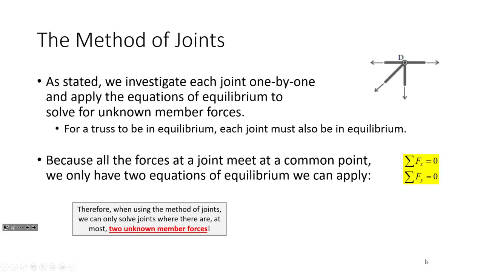So when we utilize the method of joints, we can only solve joints where there are at most two unknown forces. So, for example, this is going to be a weird truss to throw at you, but I want to make a point about this. We're going to talk about this later, but let me show you something.